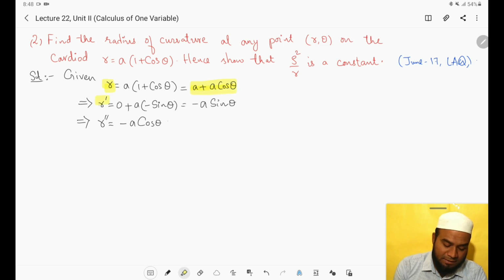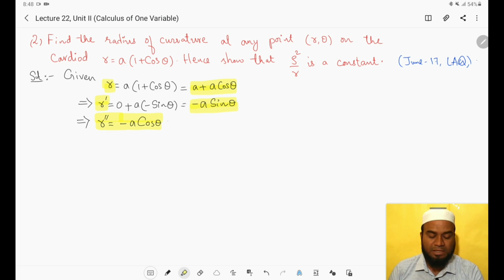What is r dash? R dash we got to be minus a sin theta. Then what is r double dash? It is given by minus a cos theta. Now we have to substitute the values of r, r dash and r double dash in the formula. So before that we have to write down the formula.